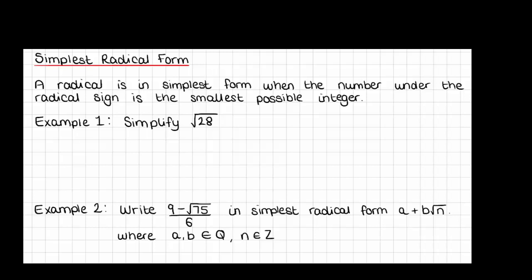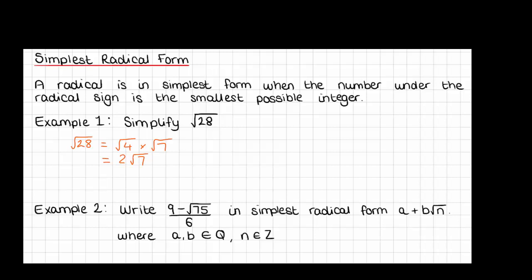So first of all, with this example, we have to simplify the square root of 28. We want to find two numbers that will multiply to get 28, where one of them is a square number. And what we will find is that we can have 4 and 7. So 4 is a square number, and we can multiply that by the square root of 7. 4 times 7 is 28, which will then give us 2 root 7. And we can't simplify the square root of 7, so it is in simplest radical form.